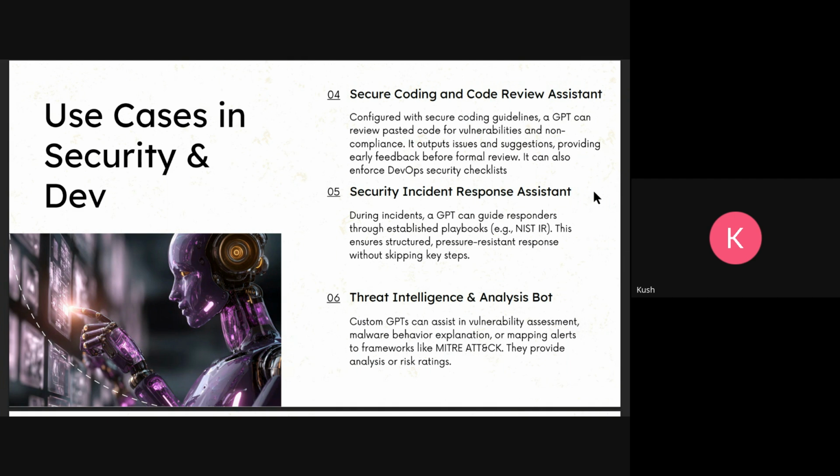Next is secure coding and code review assistant. For developers, you might consider a GPT acting as a code reviewer or an auditor. For instance, a secure code GPT would be configured with a company's secure coding guidelines and along with OAuth secure coding practices. Developers can paste a snippet of their code and the GPT will review it, and in case it finds any inconsistencies or security issues, it can highlight them.